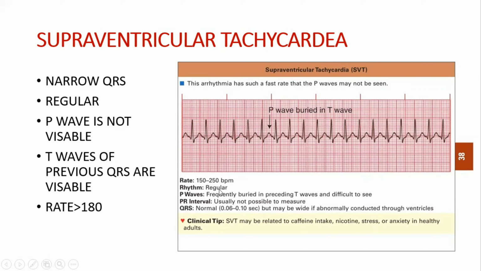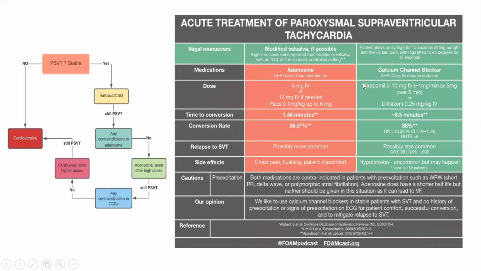Rhythm is regular. P waves are frequently buried in the preceding T waves and difficult to see, and PR interval is usually not possible to measure. QRS is normal. This arrhythmia has such a fast rate that P waves may not be seen.